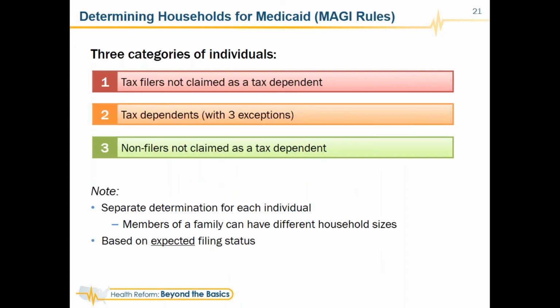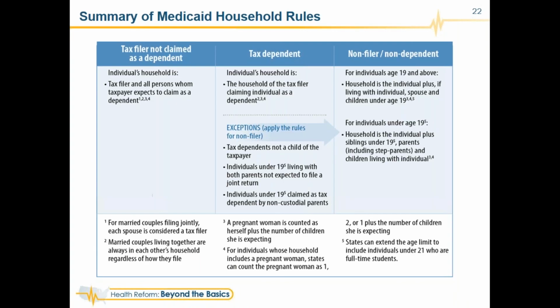So there are these three different categories. People are either tax filers who claim their own exemption, tax dependents, or people who are neither filers nor tax dependents. So for all of these groups, the rules that are applied are based on how people expect to file rather than how they have actually filed in the last year.